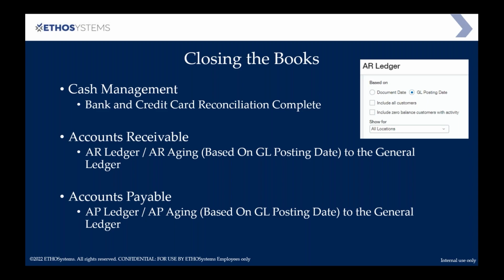And then the one that we usually have a lot of questions on is AR and AP. What you want to do is run your AR ledger. When you run the AR ledger or the aging report, make sure you always check the box based upon GL posting date. This is what's supposed to match the general ledger at that point. So make sure that your AR and AP subsidiary ledgers match the general ledger. And again, make sure the GL posting date is checked at that point. That's probably one of the most important things.